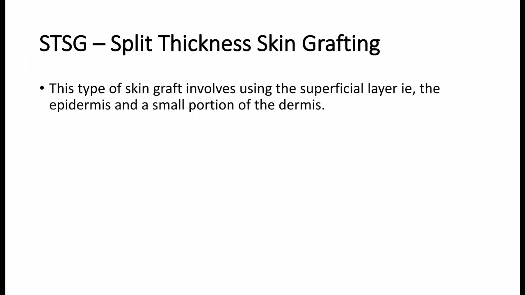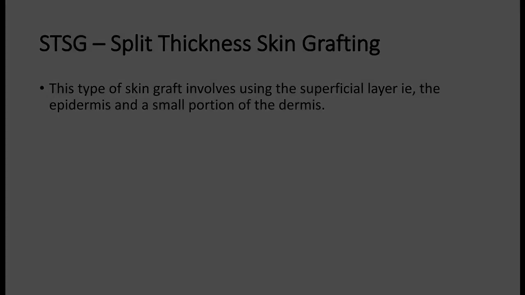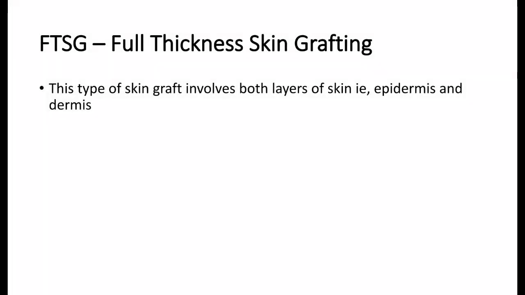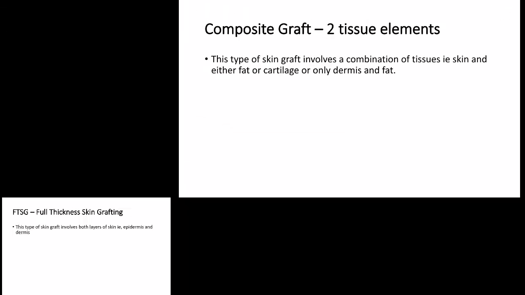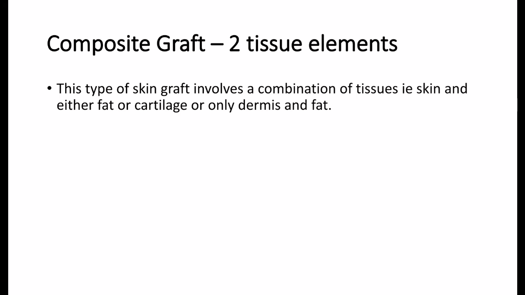Split thickness skin grafting STSG. This type of skin graft involves using the superficial layer, that is the epidermis, and a small portion of the dermis. Full thickness skin grafting FTSG. This type of skin graft involves both layers of skin, that is epidermis and dermis. Composite graft. 2 tissue elements are used. This type of skin graft involves a combination of tissues, that is skin and either fat or cartilage or only dermis and fat.